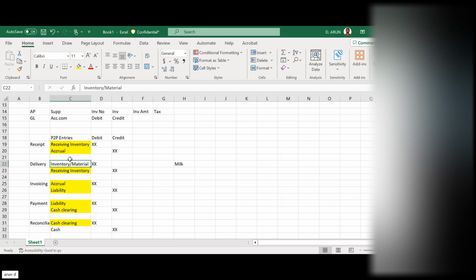Now, as I explained, there are three options that you could do. This is based on the nature of purchase that you are doing. But before that, cash clearing and cash are two different accounts. Why is that? What is the use of both?